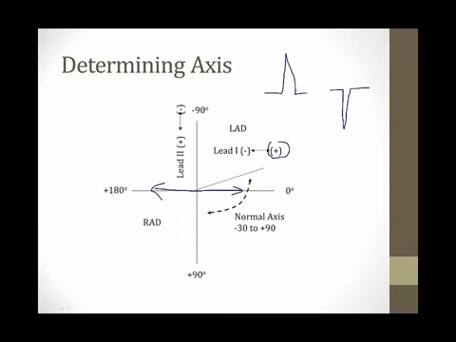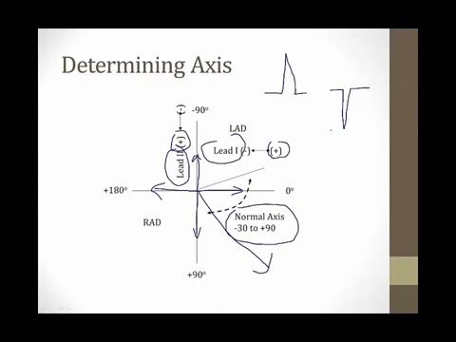You next look at lead 2, which is an inferior lead. If lead 2 is positive, meaning the QRS is going upward, that means there's a vector going down towards 90. On the other hand, if lead 2 is negative, it means there's a vector going up towards minus 90. You then add those two vectors, the vector from lead 1 and the vector to lead 2. That creates a summation vector, which might look something like this. And then you determine whether that summation vector is normal. Normal would be between minus 30 and plus 90. Left axis deviation is in this quadrant here, and right axis deviation is in the bottom left quadrant.